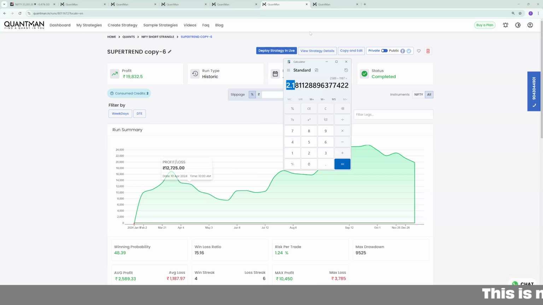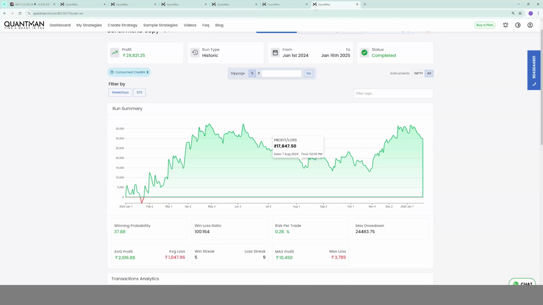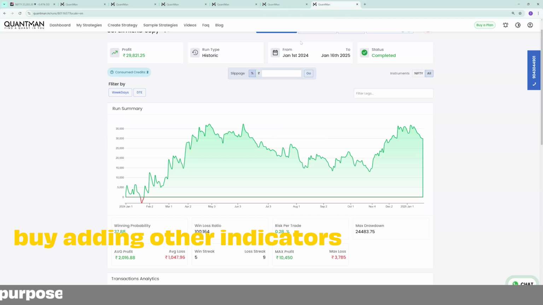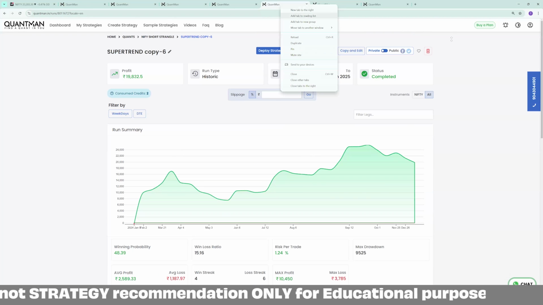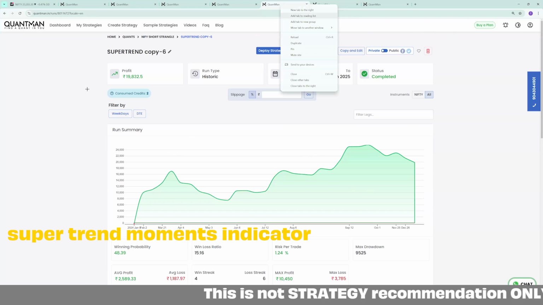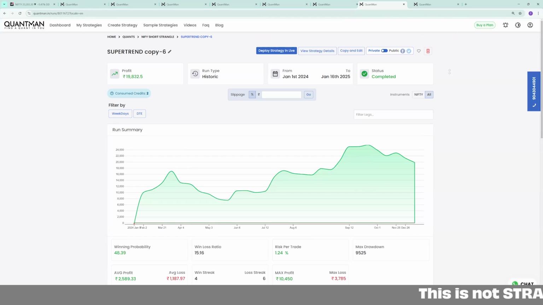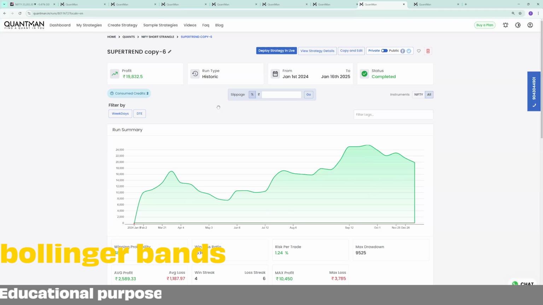Now we can upgrade the strategy even one more step by adding other indicators. We are adding multiple characteristics of indicators. Super Trend is one kind of indicator, it's a momentum indicator. RSI is an overbought, oversold indicator. Another indicator we can add is Bollinger Band.